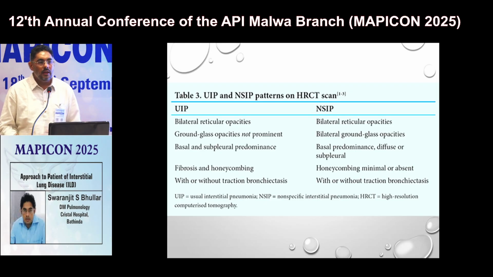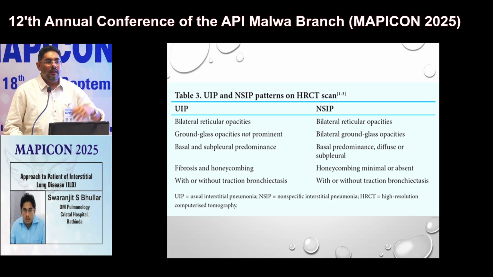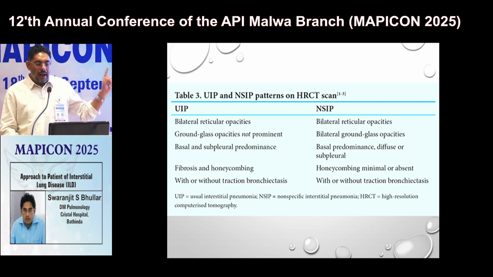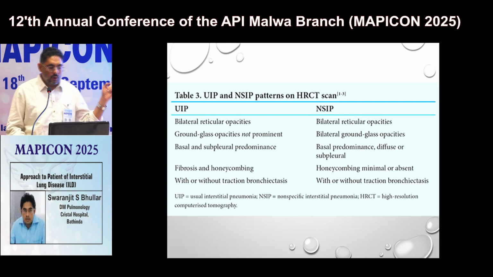In NSIP, since there is a lot of disease activity, a lot of inflammation, you may offer these patients steroids, immunosuppressives like azathioprine, methotrexate, mycophenolate, all of these drugs. In a subset of patients, these drugs may have a significant role, including steroids. So, the most important differentiation is that bilateral reticular opacities are present in UIP.